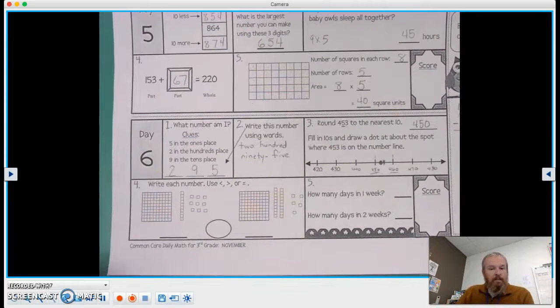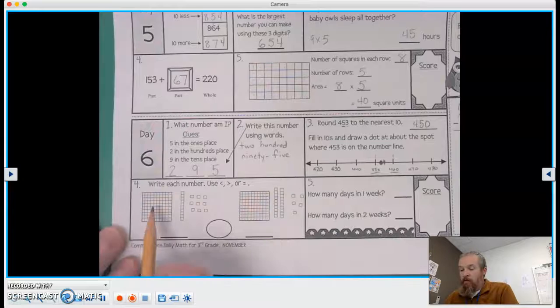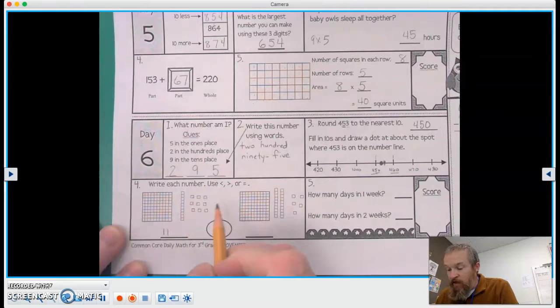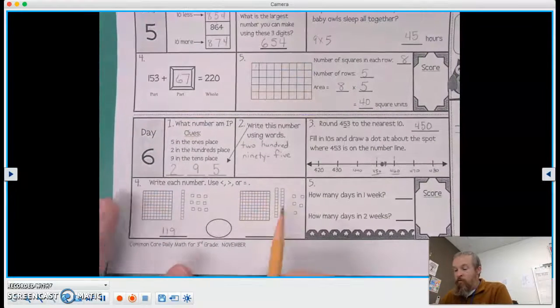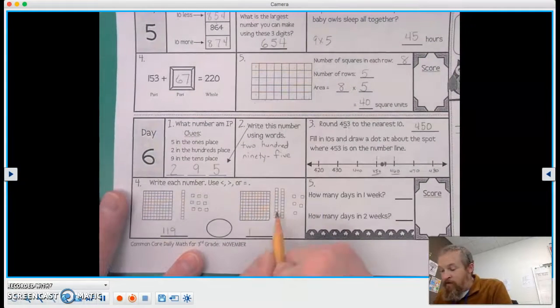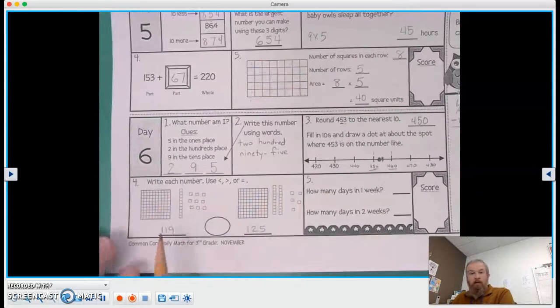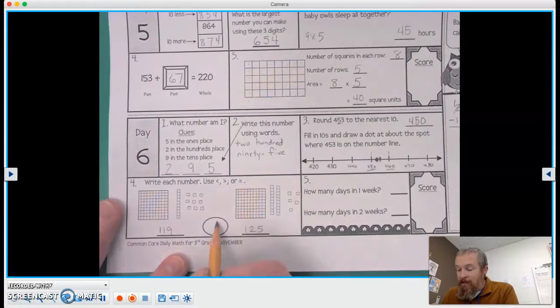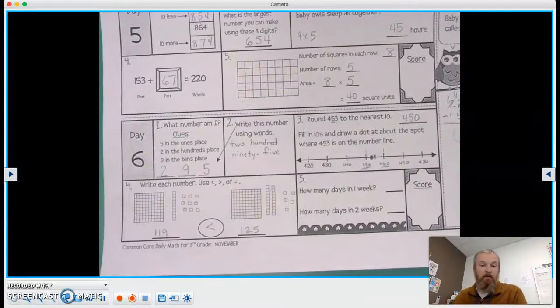Okay, write each number, and then we're going to use less than, greater than, or equal to. So we have 1 in the hundreds, 1 in the tens, 9 in the ones. Here we have 1 in the hundreds, 2 in the tens, 5 in the ones. So when we're reading this, we're going to read across left to right. 119 is less than 125.